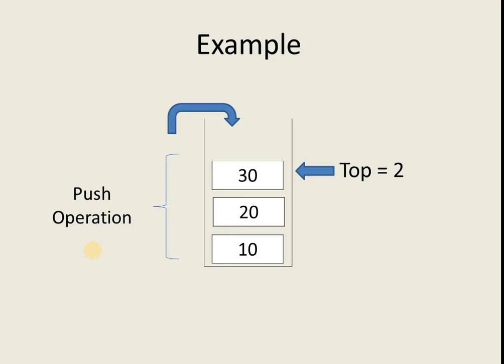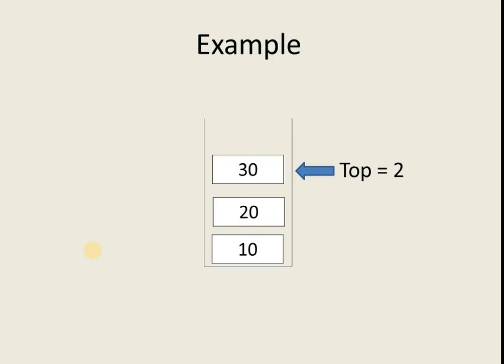Let us consider the stack again. In this stack, now the element which is on top is 30. So if we want to remove or delete the elements from this stack, the deletion operation will look like this. So whenever the element will be deleted, top will be decremented by 1 and top will point to the next element which is on the top of the stack.